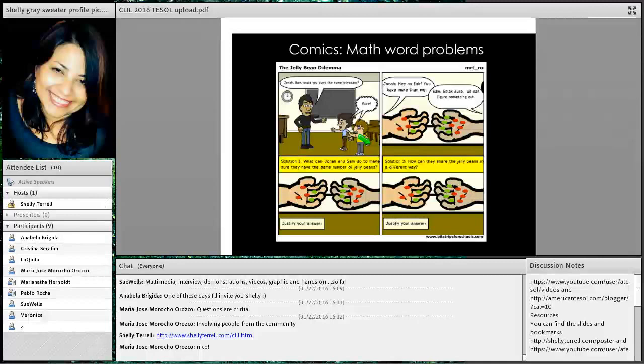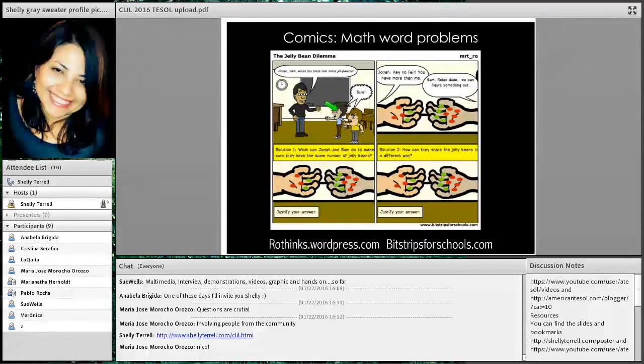I really like this idea. This was made with Bitstrips. And this is actually from a teacher, rowthinkswordpress.com. What he does is he has many different math problems, word problems, that he made into comics. Your students can do the same. They can get a word problem from the book and then put it in comic form. Or if they're reading a novel, if they're reading a chapter, they can visualize it with a comic.